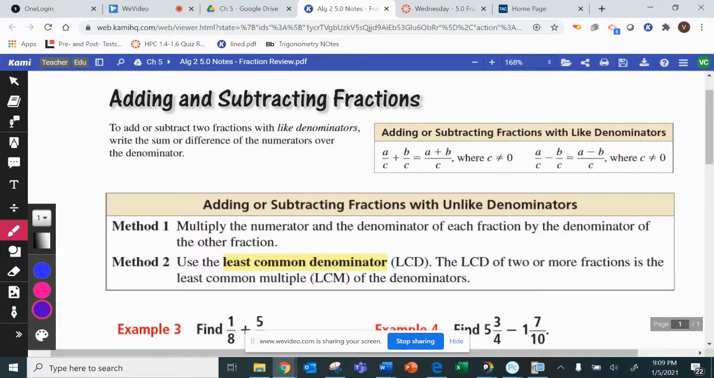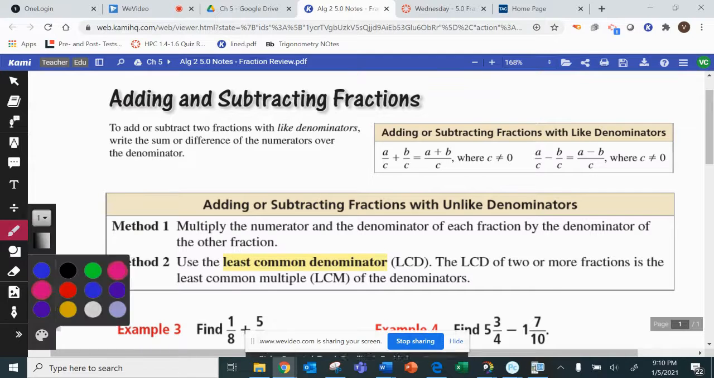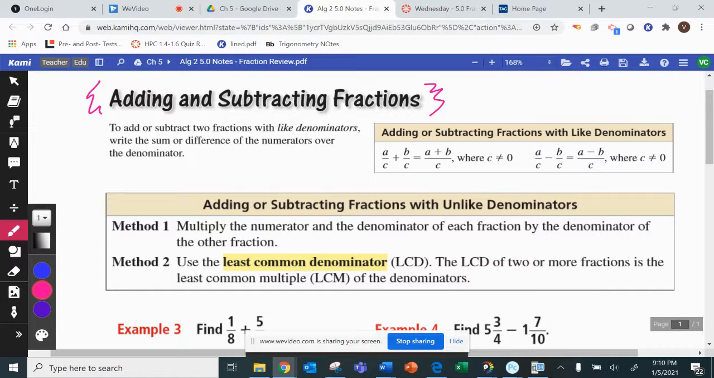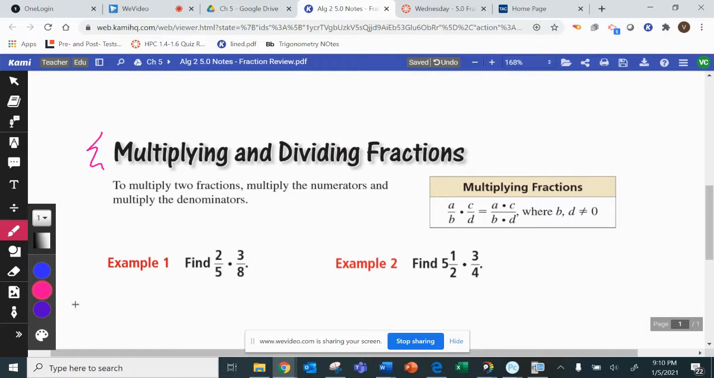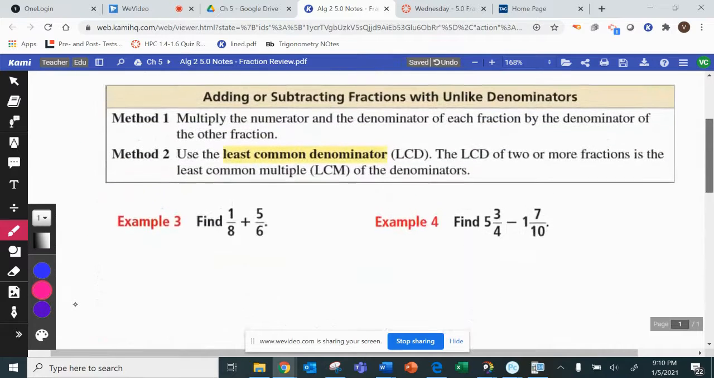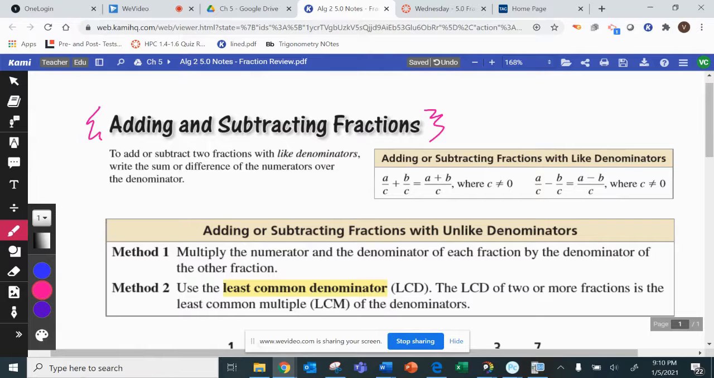Hello, Algebra 2. Today we are going to go way back in time and review adding and subtracting fractions. Actually, we're going to review that and we're going to review multiplying and dividing. We've got two sets of notes. Here's our multiplying and dividing. Two small parts of notes and then two assignments over fractions.